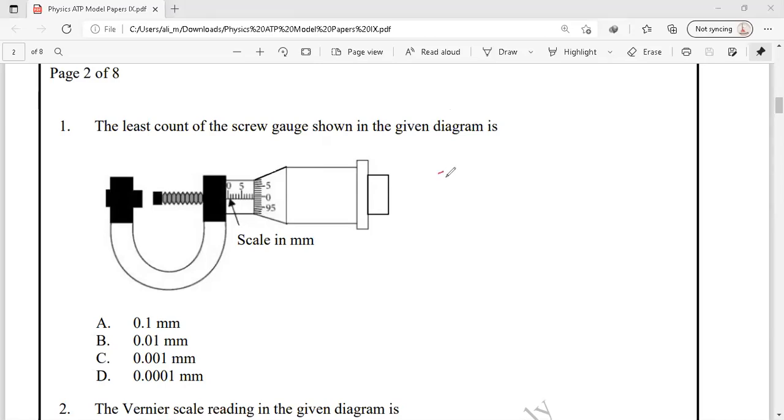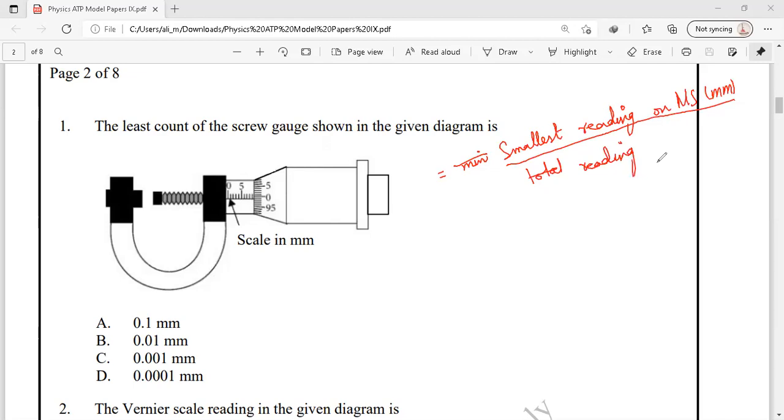So we know that least count is equal to the smallest reading on main scale, that is in millimeters, divided by total number of divisions on circular scale. So smallest reading is 1 millimeter.